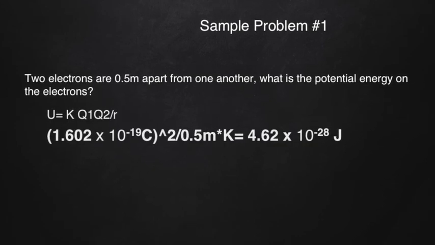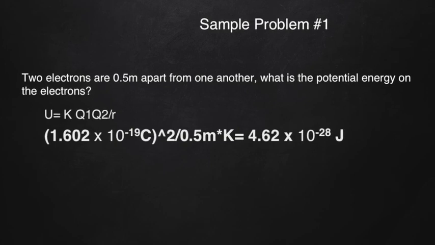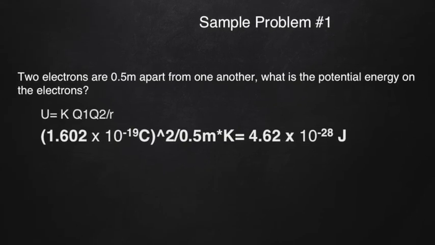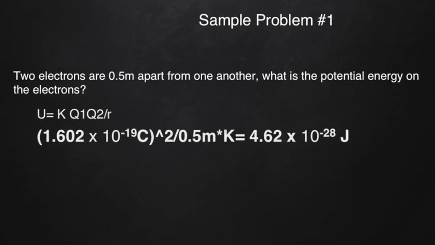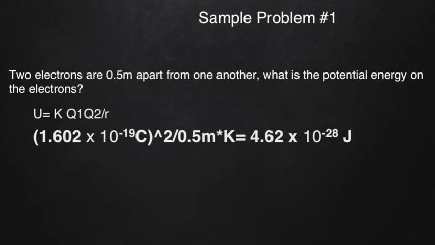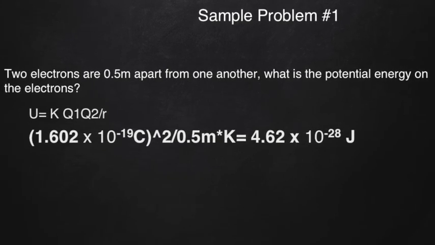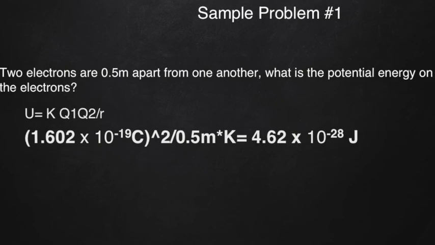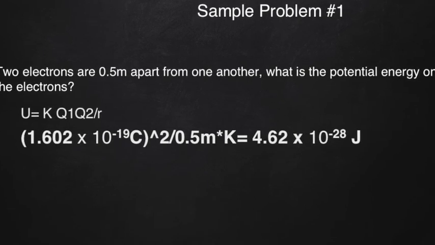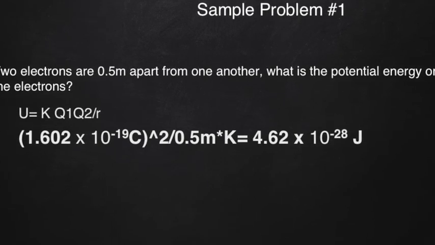Okay, so here's the solution. We use the formula for the electric potential energy, U equals K Q1 times Q2 over R, and then we plug in the variables, and then we get the answer 4.62 times 10 to the negative 28th joules.